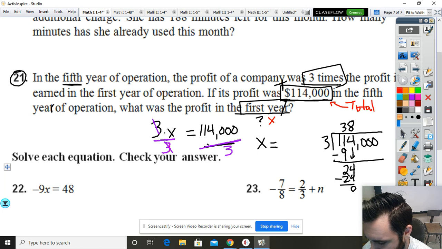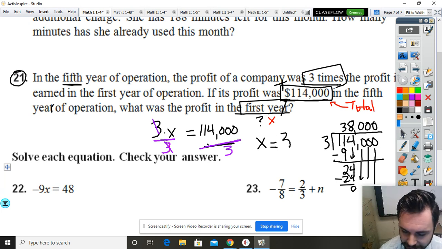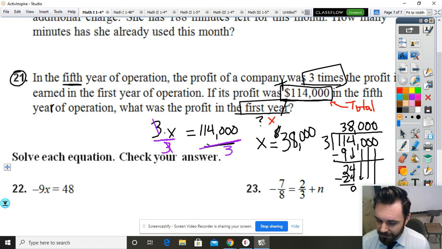When I subtract those values, I get 0. And then I could start dropping all the other values. But since all my other values are zeros, guess what? All these values are going to be 0 as well. So what we're saying is that first year of business, we made $38,000. How do I know if that's true? I mean, I'm done.